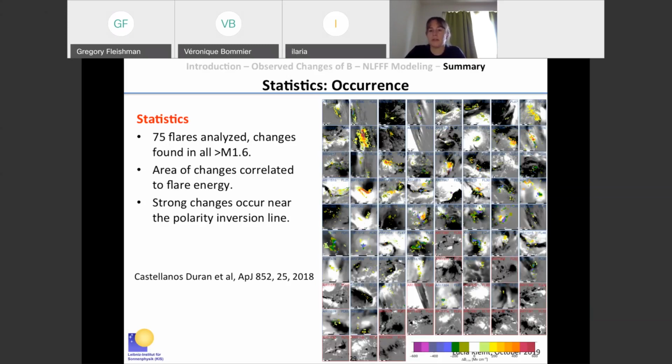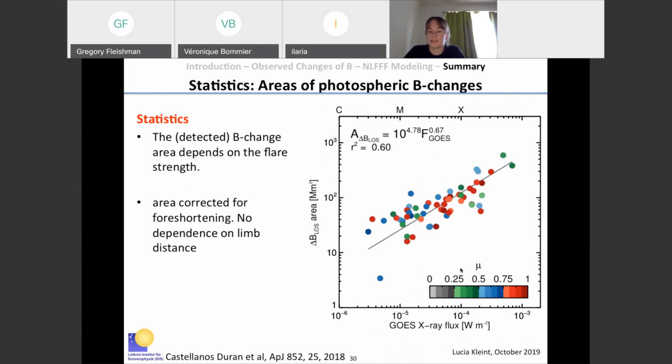And most of the changes happened near the polarity inversion line. These two results I would like to show in more detail. In this plot, on the x-axis, you have the flare strength, so GOES class, basically. There are C-class, M-class, and X-class flares. The colors of the different data points are limb distance, which was also scattered basically everywhere. And the y-axis shows the area where the magnetic field changed stepwise, not slowly. As one can see, it is a power law because it's a log-log plot, and bigger flares have bigger areas of changes of the magnetic field.